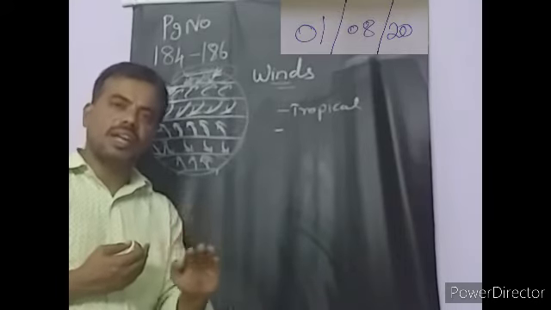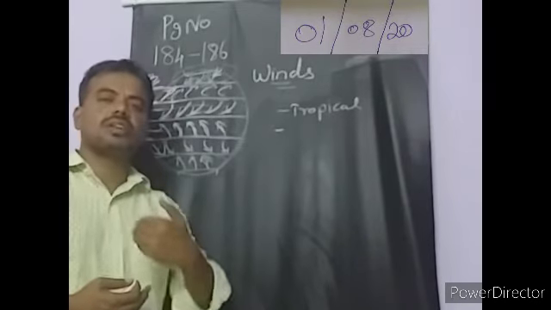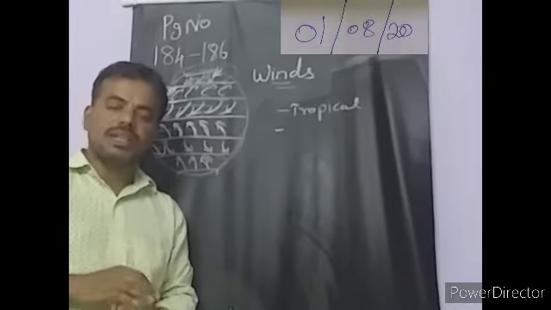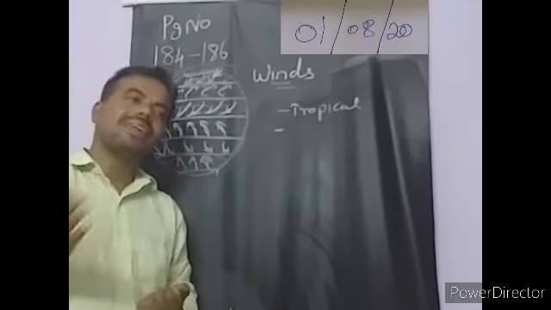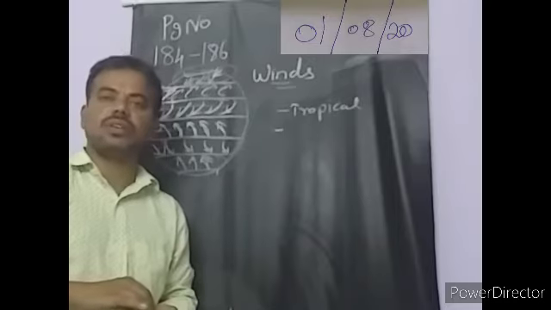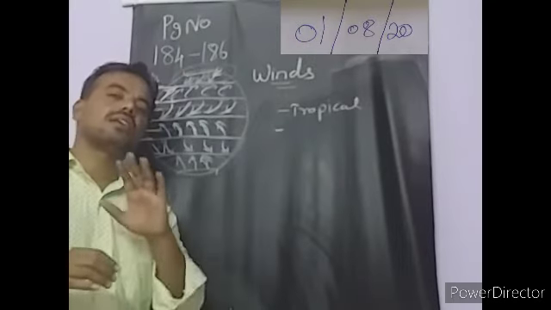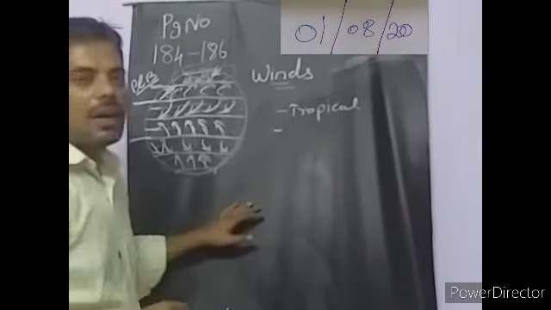Normal cyclones which we are getting from the coastal regions, that's the thing. At that time the coastal regions will get more rain, but interior districts will get less rain compared to the coastal regions. That kind of cyclone will be called a tropical cyclone.